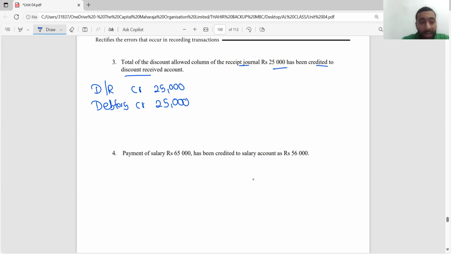Now, what should be the correct entry? This is the wrong entry, right? What should be the correct entry? හරි එක මොනවද වෙන්න ඕන? Can someone please tell me the correct one? Can someone tell me the correct entry?